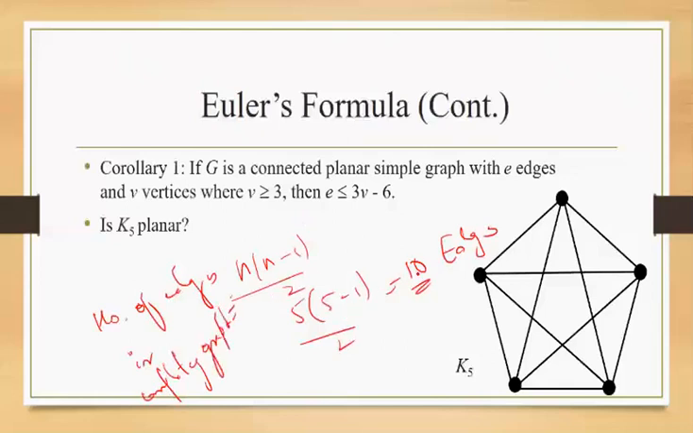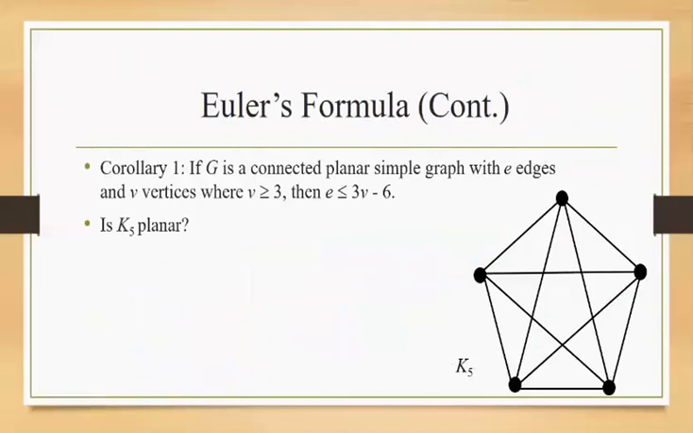Now we can check our condition. We have 5 vertices and 10 edges. So 10 is less than or equal to 3 into 5 minus 6. 10 is less than or equal to 15 minus 6. 10 is less than or equal to 9. Since the condition is false, we can clearly state that K5 is non-planar. Let's see that.